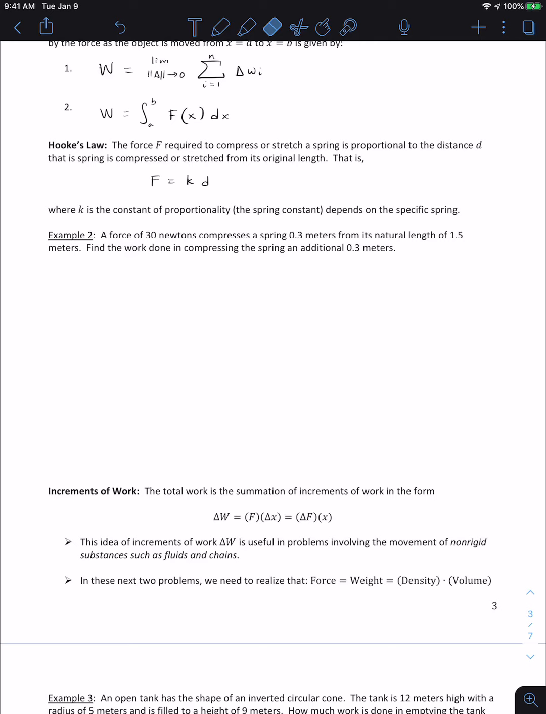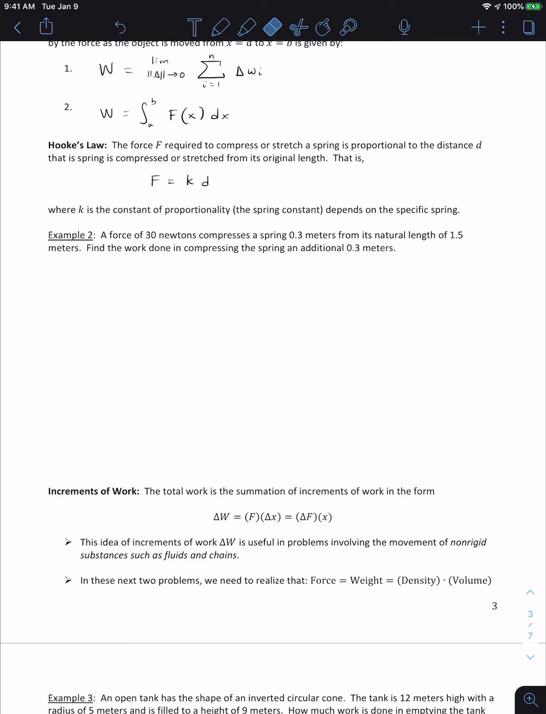Okay, so in this video we're going to pick up where we left off last time in section 7.5, and we're going to look at an example of finding work using Hooke's law. So Hooke's law says that the force F required to compress or stretch a spring is proportional to the distance d that the spring is compressed or stretched from its original length. That is, the force is equal to K times d.